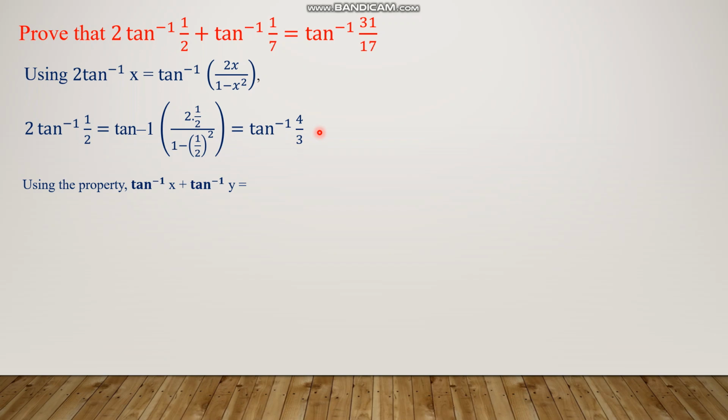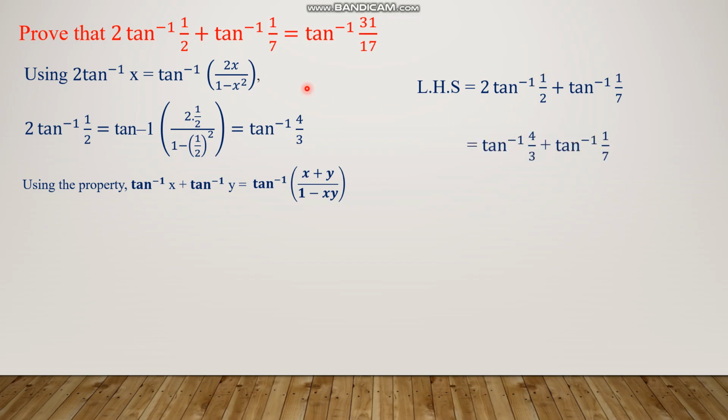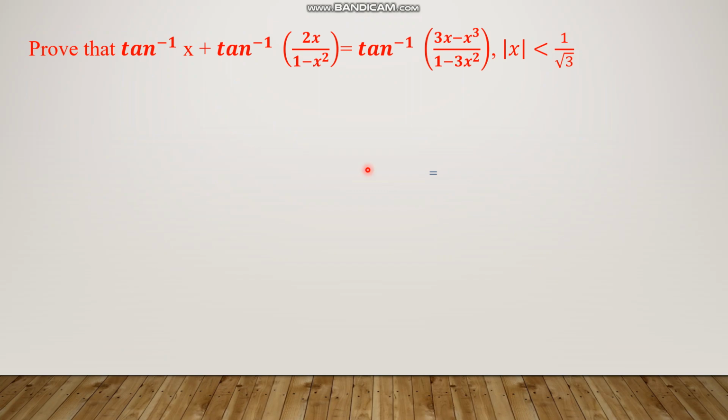Now we have to use our previous formula, which is the formula for tan inverse x plus tan inverse y. The LHS now will become 2 tan inverse 1 by 2, which we have found to be tan inverse 4 by 3, and tan inverse 1 by 7 as it is. Proceeding similar to the last problem, we get tan inverse of (4 by 3 plus 1 by 7) divided by (1 minus 4 by 3 into 1 by 7). That will be tan inverse 31 by 17, and that will be the required RHS. Next problem.